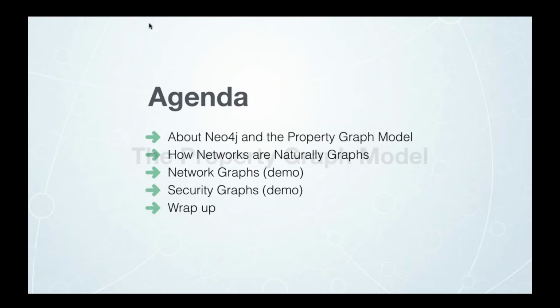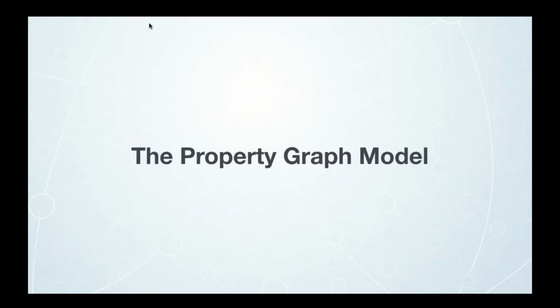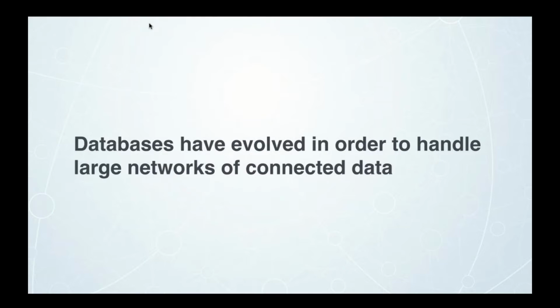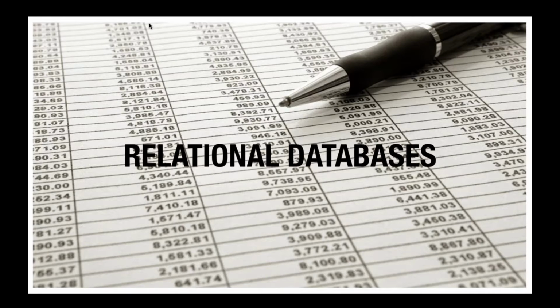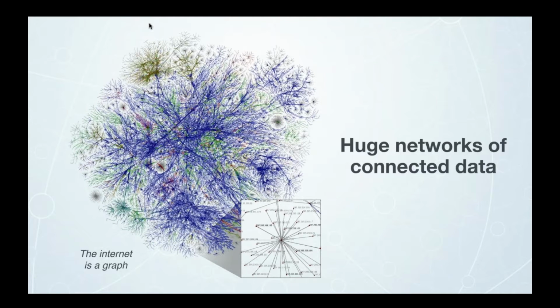Okay, so let's begin with talking a little bit about the property graph model. Some of you are probably familiar with this, but it doesn't hurt to get into the world of graph thinking a little bit before we start. To understand what graphs are and where they come from, we have to consider the way databases have evolved in order to handle large networks of connected data. While traditional databases are great for storing heavily structured data, that's just not how data looks anymore. What we see is a huge explosion of connectivity and value being created within huge networks of connected data.